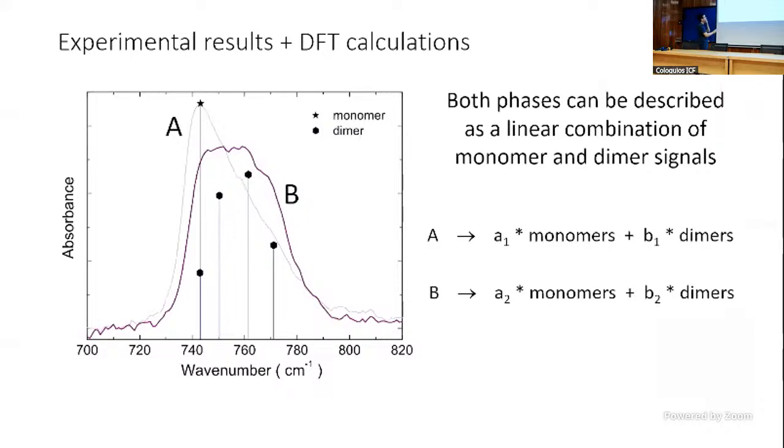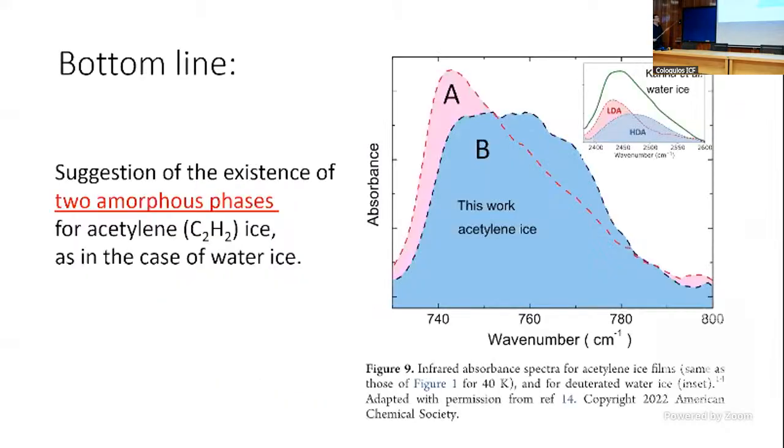And here you can see that they are about the same width, the height is similar, and then we proposed this. We can describe both peaks, this is the other one, as a combination of the spectra calculated for monomers and dimers. So what we think is happening here is that the ice that we are producing in the lab, maybe similar in space, has 2 amorphous phases. This is the bottom line of this part of the work.